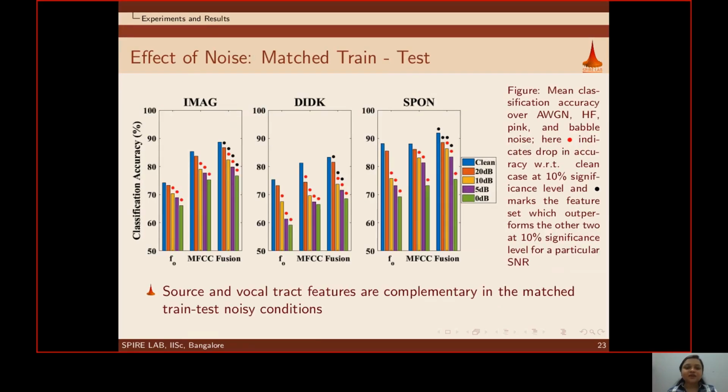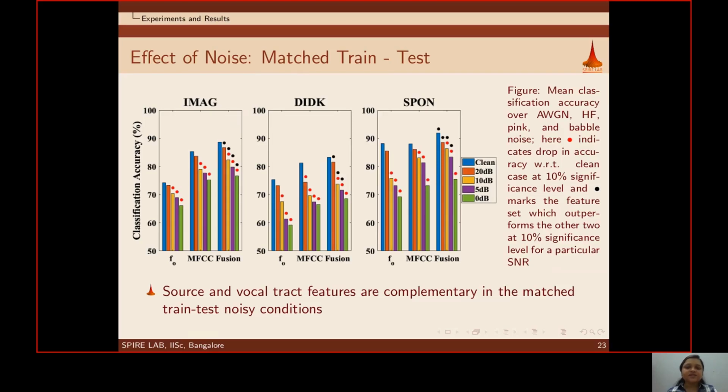Next, we analyze the effect of different types of noises on the classification performance under matched train-test settings. Here, the bars indicate average classification accuracies over 4 noise conditions. Different colors correspond to different SNR values. We compare the performance of F0, MFCC and fusion of F0 and MFCC for each of the 3 speech tasks. For each feature, the red dots indicate the SNR conditions where the drop in accuracy with respect to the clean case is significant at 10% significance level. On the other hand, for each SNR level, comparing across features, the black dot indicates the feature set which outperforms the other two at 10% significance level.